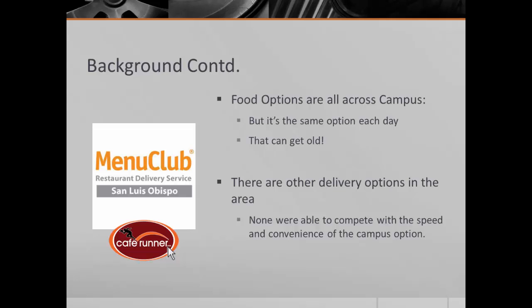So I did some background research on some other potential multi-restaurant delivery services in the area, which I found out were Menu Club and Cafe Runner. Both of them offer multiple restaurants that they have delivery for, but none of them allow the speed and convenience of that campus option, which I look to solve.